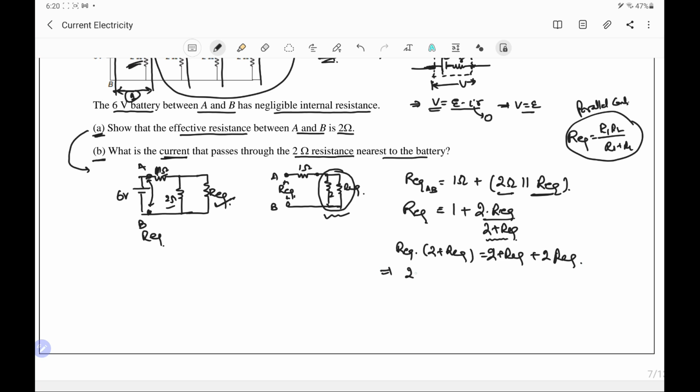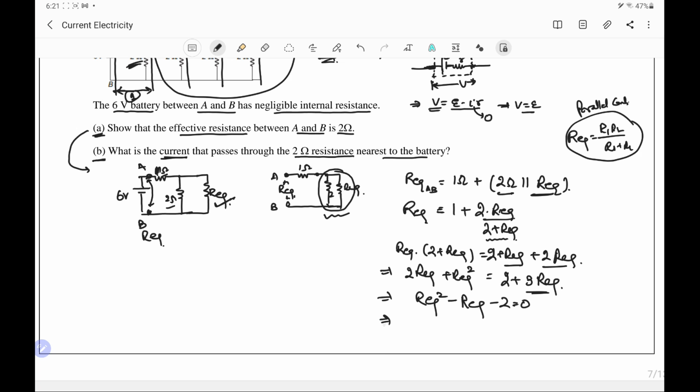This gives 2 R_eq plus R_eq squared equal to 2 plus this R_eq and this 2 R_eq, which is 3 R_eq. Hence we can write R_eq squared minus R_eq, if we take the 3 R_eq to the left side it will be minus 3 R_eq, and the 2 R_eq already present on the left side is plus 2 R_eq, so it is minus R_eq, and minus 2 equal to 0.